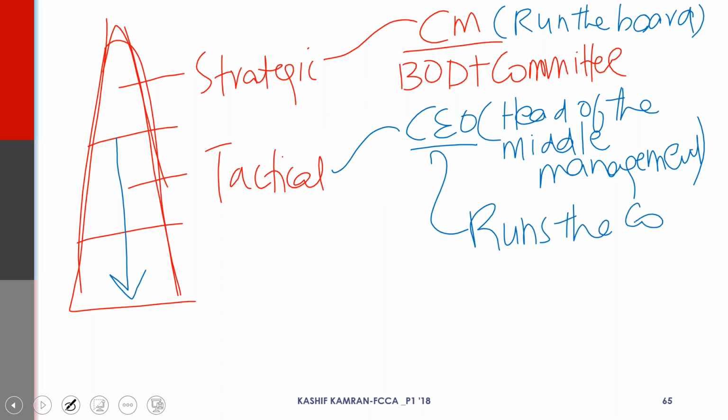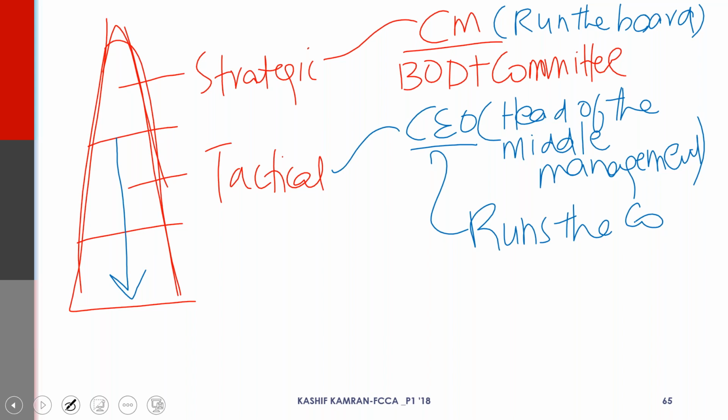Now, this is very important for P1: to know who is the chairman, who is the board of directors, who is a committee, and who is a CEO. These 4 people should be very clear to a P1 student. You should know the role of the chairman and the CEO, and the difference between them. The P1 examiner expects that. We'll study all that, and we'll study the difference as well.